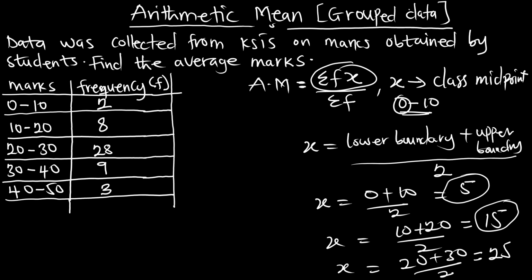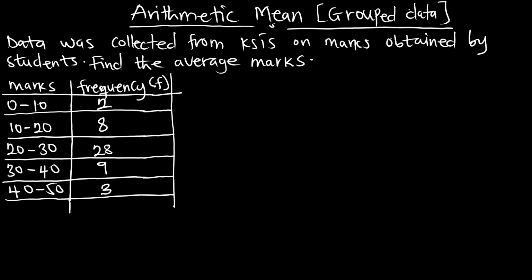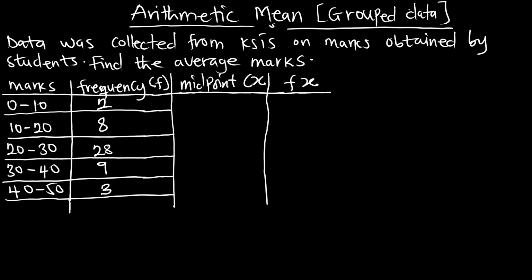So let's get into action. I want to use the same table, so I'm going to add a column which is going to say the midpoint of the class, and that is going to be my x. So now that I have the x, I can also add the column which says fx. Are we okay? So I can extend my lines here.